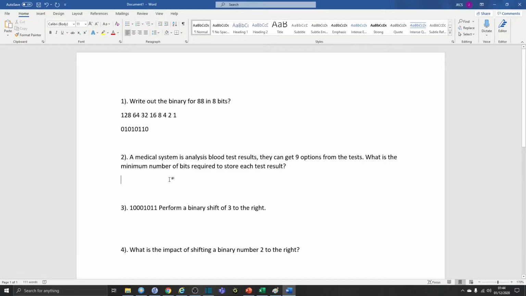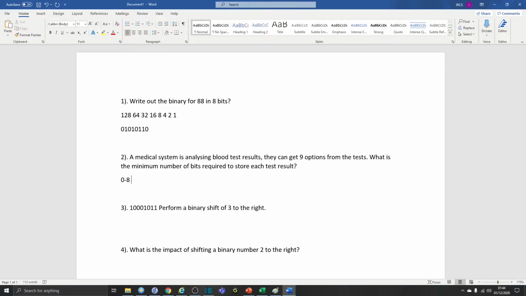A medical system is analyzing blood test results. They can get 9 options from the test. What is the minimum number of bits required to store each test result? Right, so the point of this is they can get 9 options back. So how many bits would it need for us to do 9 options? So 9 options is 0 to 8 because that's 9 distinct results.